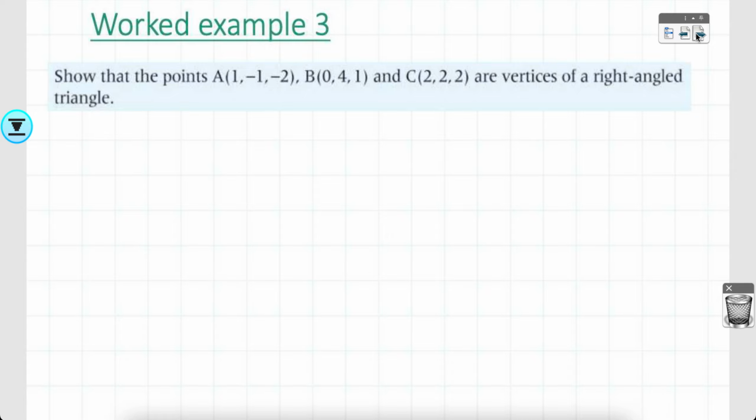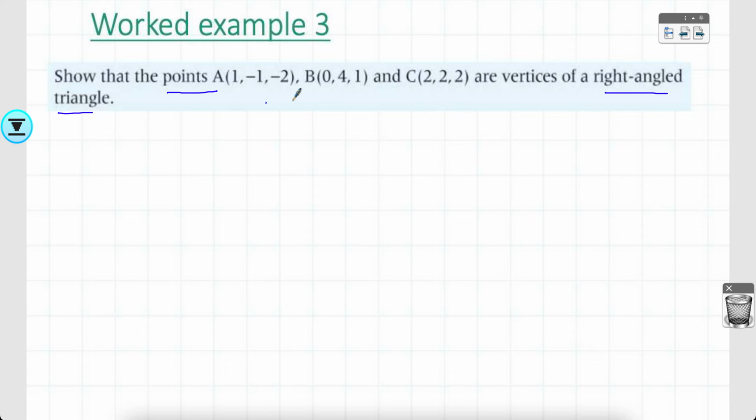For this example, it's going back to geometry and trying to think of how we prove something is a right angle triangle. And that would be through Pythagoras. So if I can prove that it fits Pythagoras' theorem, then we have a right angle triangle. So how do you prove that?